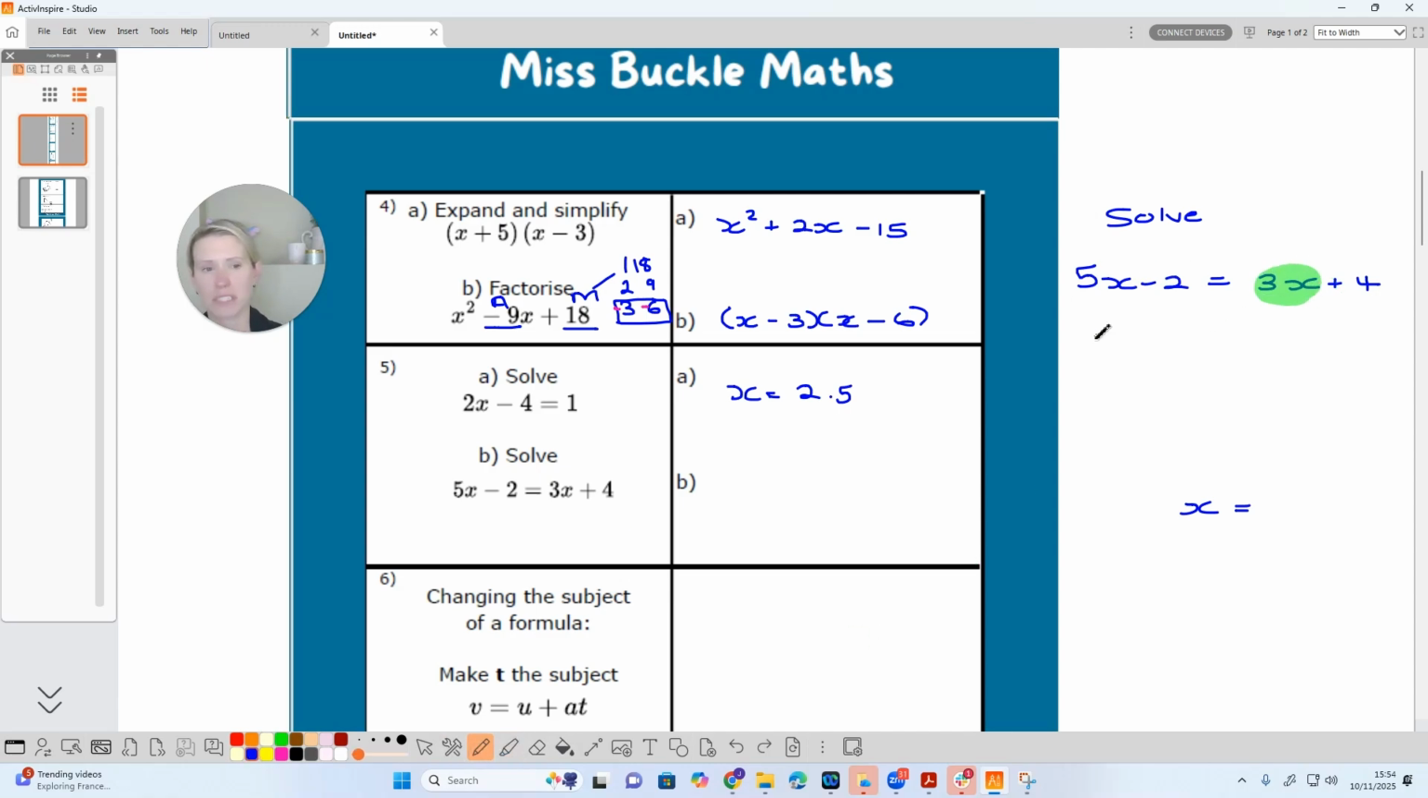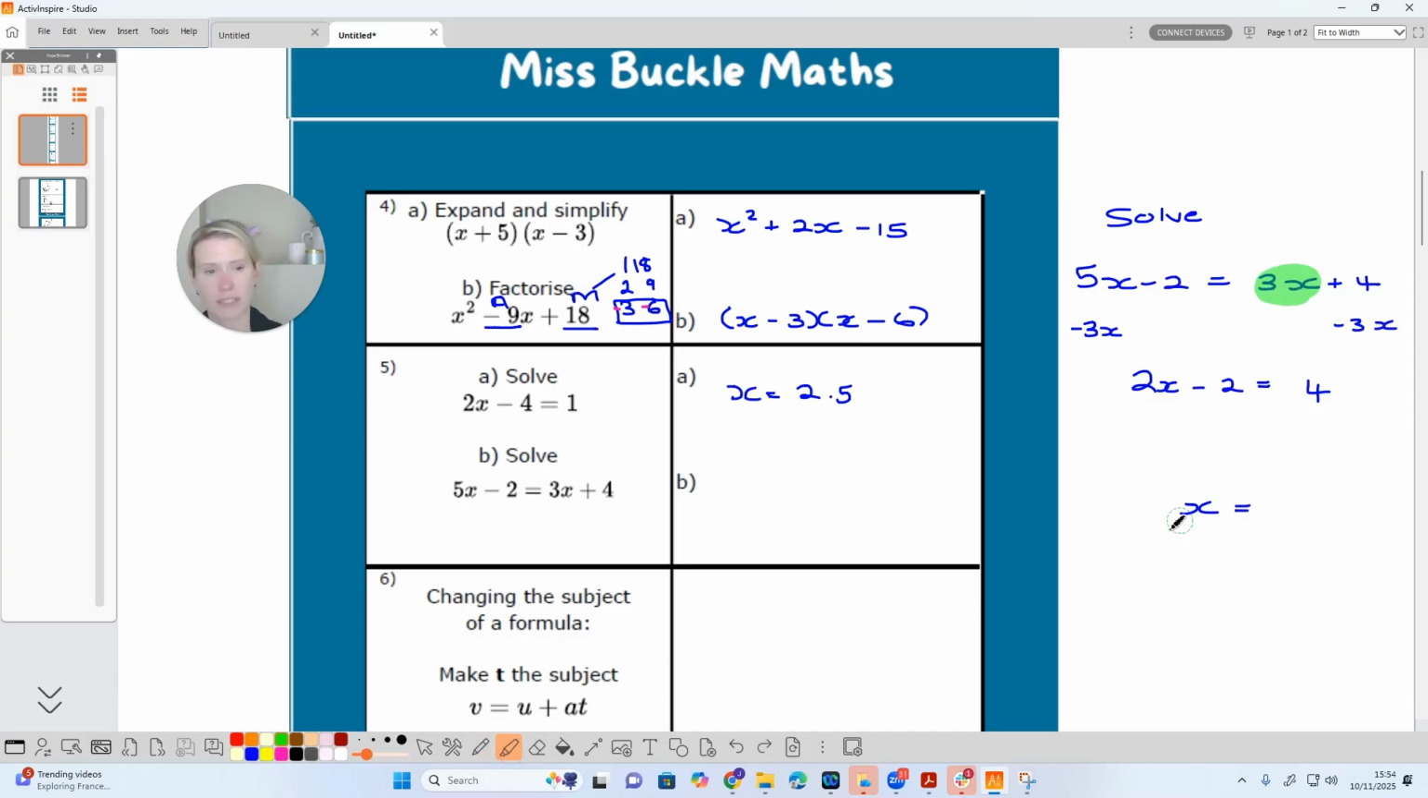So to get rid of a positive 3x, I subtract 3x from both sides. 5x subtract 3x is 2x. 2x subtract 2 is equal to 4. Those 3x's have cancelled each other out. I've taken them away.